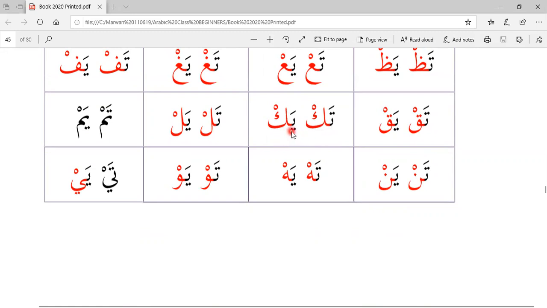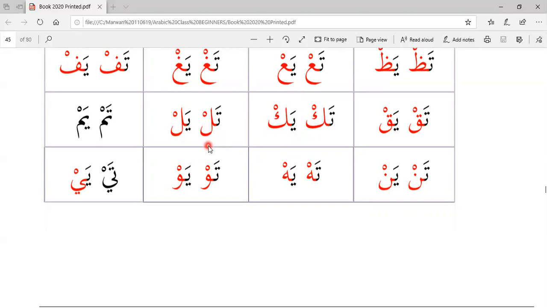yak. Realize some letters breathe, right? Like this is a breathing letter. We'll talk, inshallah, about this in future classes, the tajweed class. But listen how I say tak. I make it breathe at the end. Yak.